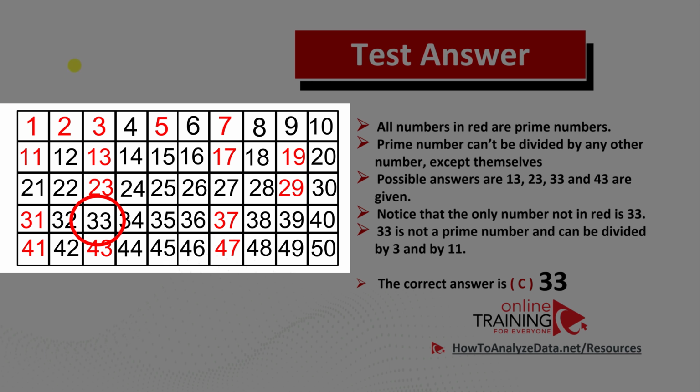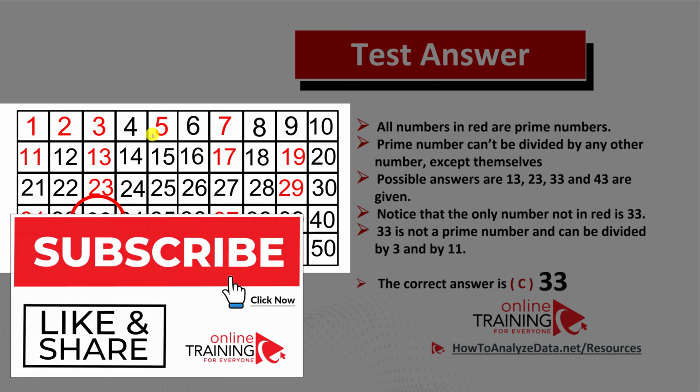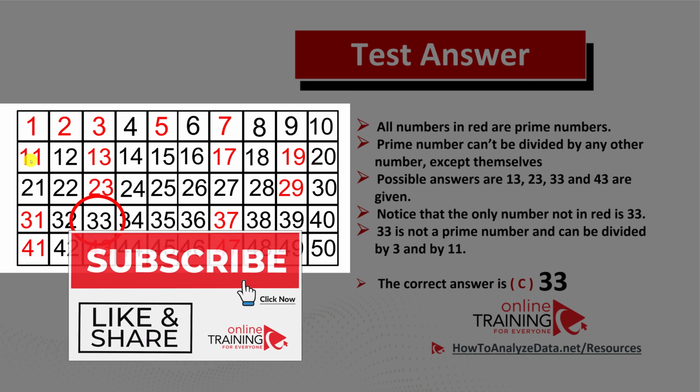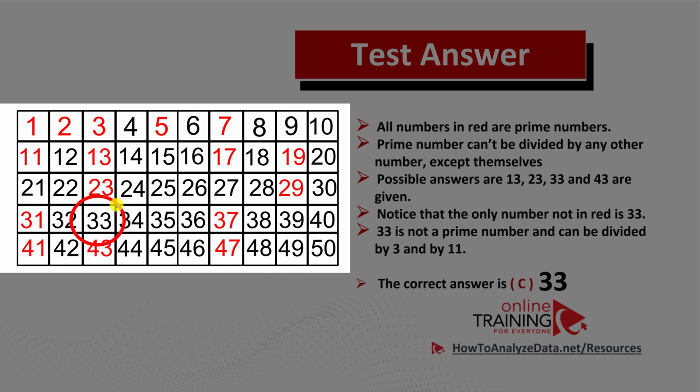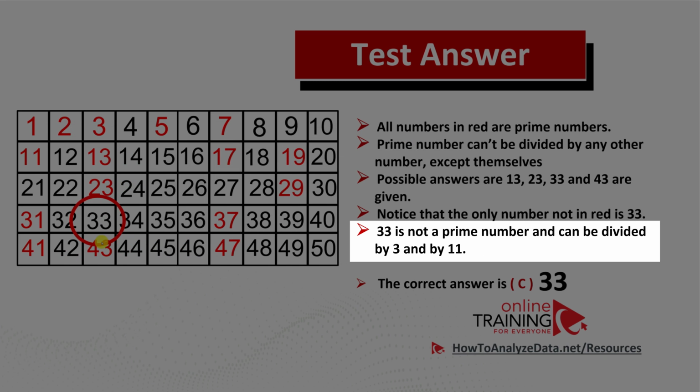For example, 1 you cannot divide by anything but 1. Same for 2, 3, 5, 7, and so on. Out of all the numbers presented in the question, 33 is not a prime number, because 33 can be divided by 3 and also can be divided by 11.